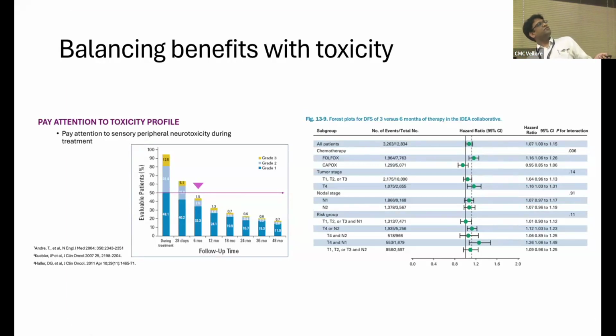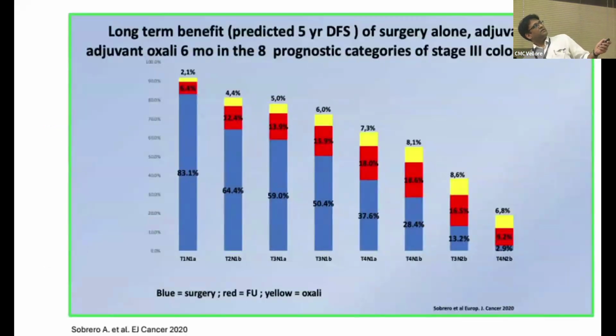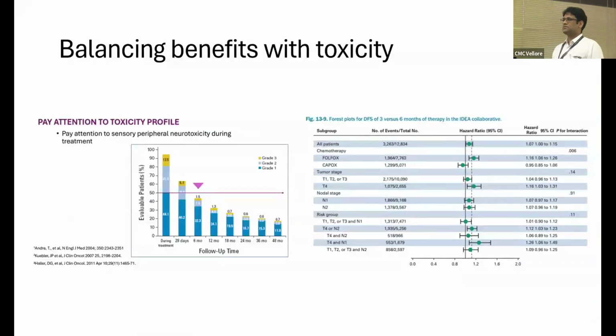So remember the previous graph. See that many of the patients here probably didn't need that much oxaliplatin because we're only giving them a 2% absolute benefit, right? And then subjecting them to neuropathy is not fair, right? So that's what we're trying to balance. We're trying to balance benefits of chemotherapy versus the toxicity.